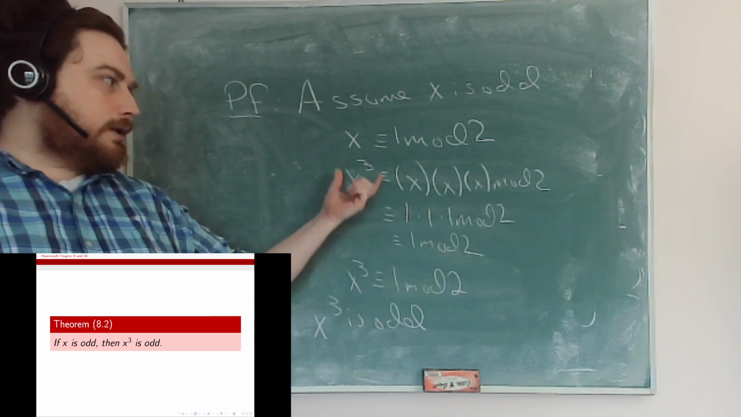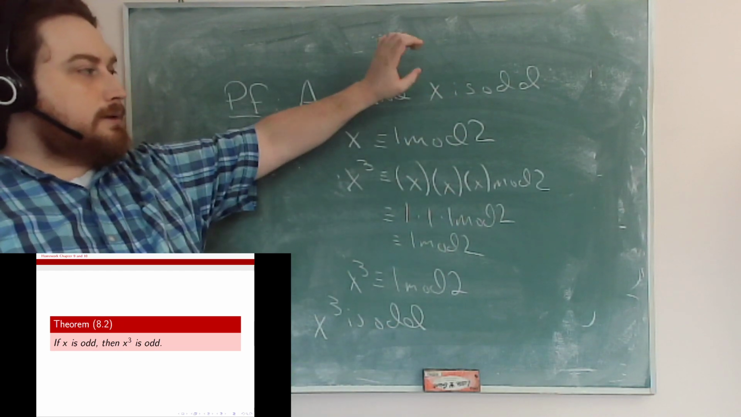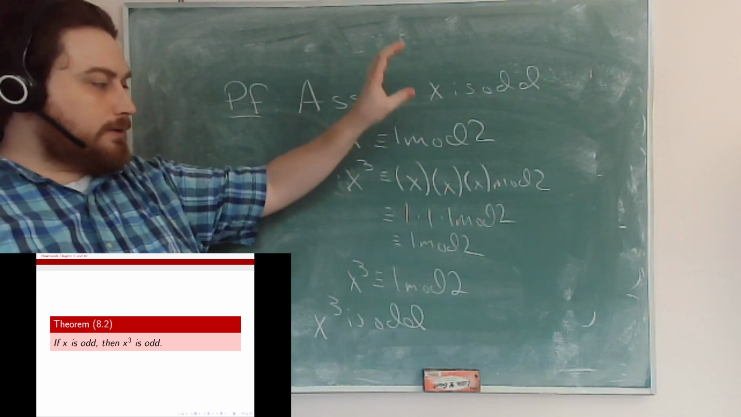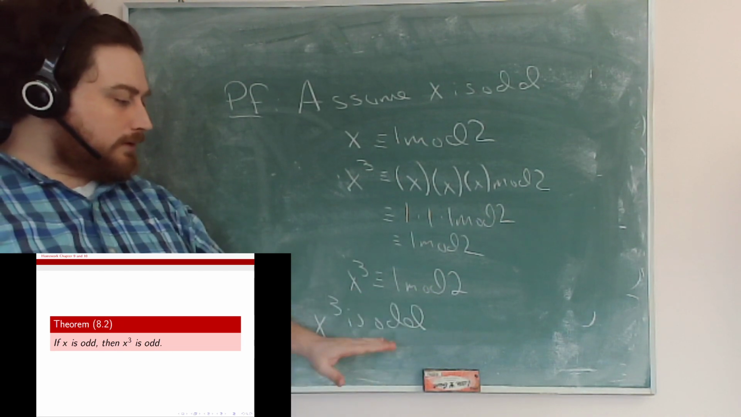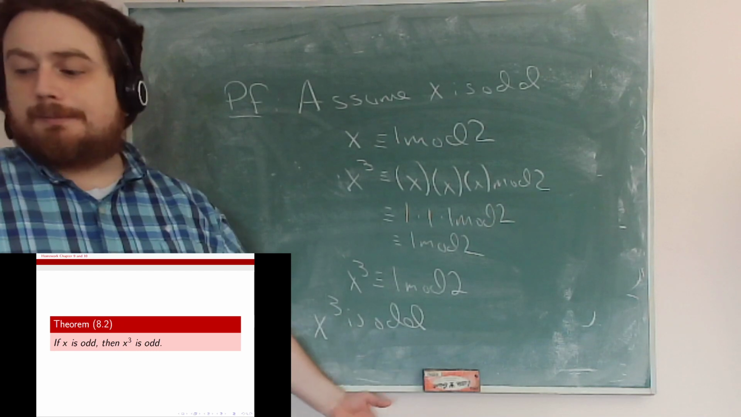Hence, it follows very quickly that x cubed is congruent to 1 mod 2. So, if x is odd, x is congruent to 1 mod 2. Therefore, x cubed is congruent to 1 mod 2. Therefore, x cubed is odd. And so that would be one way to prove this.